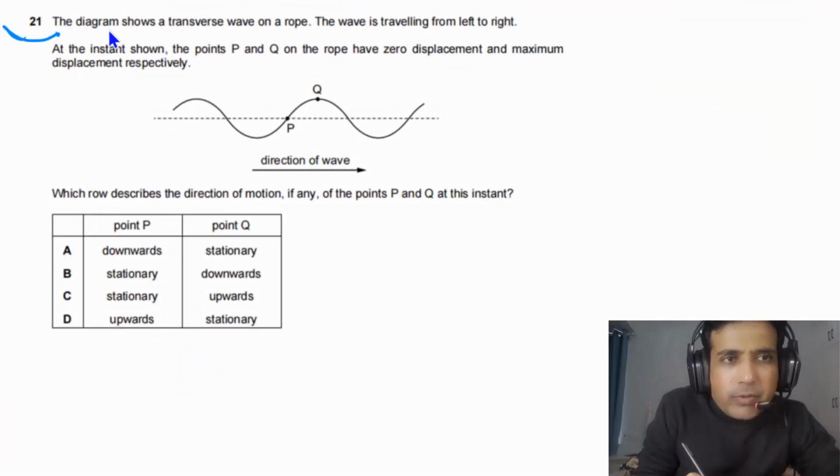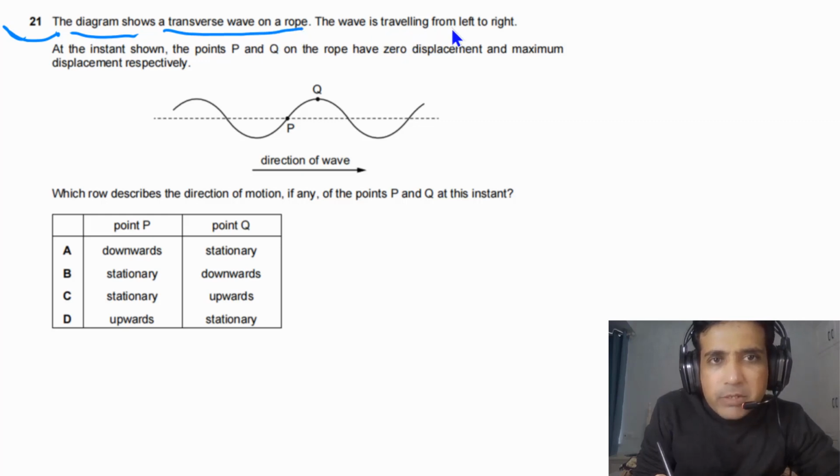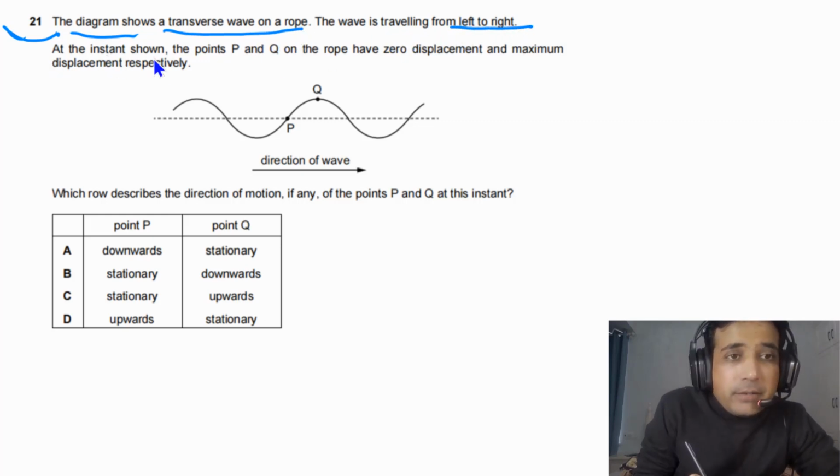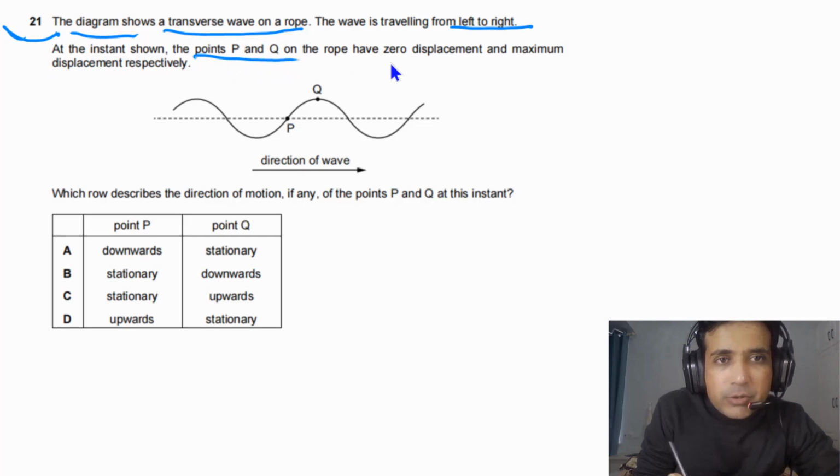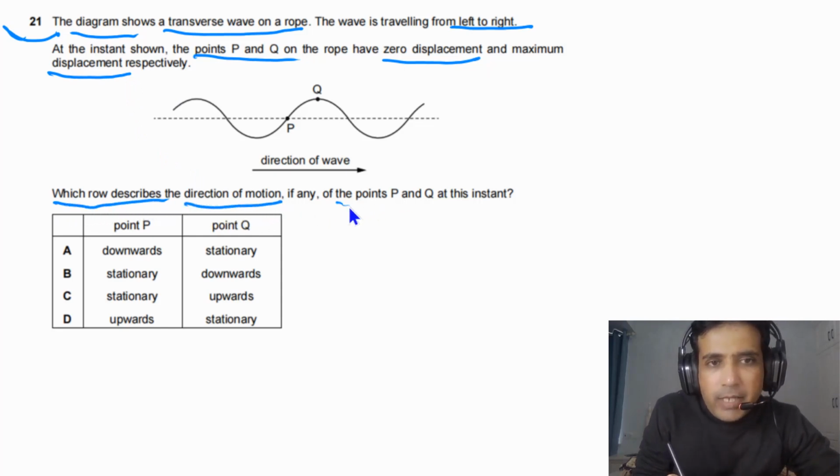For question number 21, it is given to us: the diagram shows a transverse wave on a rope. The wave is traveling from left to right. At the instant shown, the points P and Q on the rope have zero displacement and maximum displacement respectively. Which row describes the direction of the motion, if any, of the points P and Q at this instant?